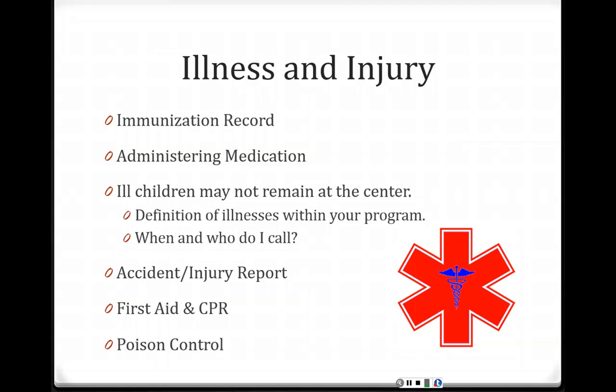Poison control. We're all very familiar with 911. However, that is not the number for poison control. Make sure the number for poison control is posted by the telephones that you have access to call in case of an emergency.